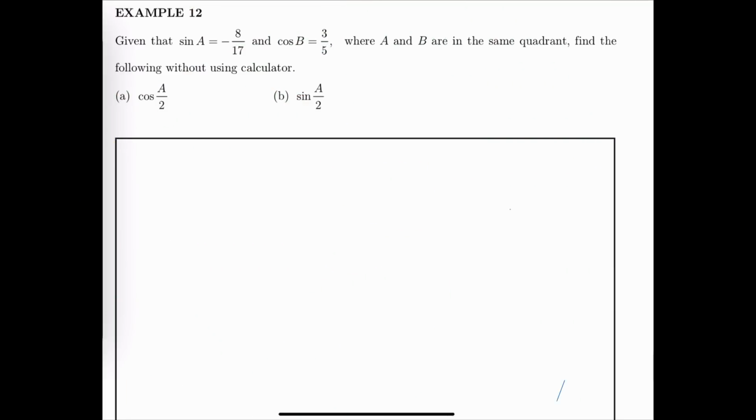Example 12. Given that sine A equals negative 8 over 17 and cos B equals 3 over 5, where A and B are in the same quadrant, find the following without using a calculator. We're going to discuss part A only in this video. First, we have to figure out which quadrant satisfies both conditions of sine negative and cos positive. There's only one quadrant, which is quadrant 4. So first, we need to draw two triangles in quadrant 4 for A and B.